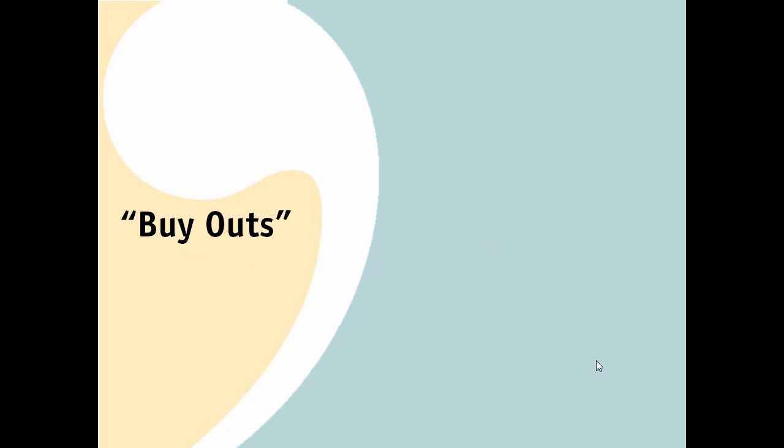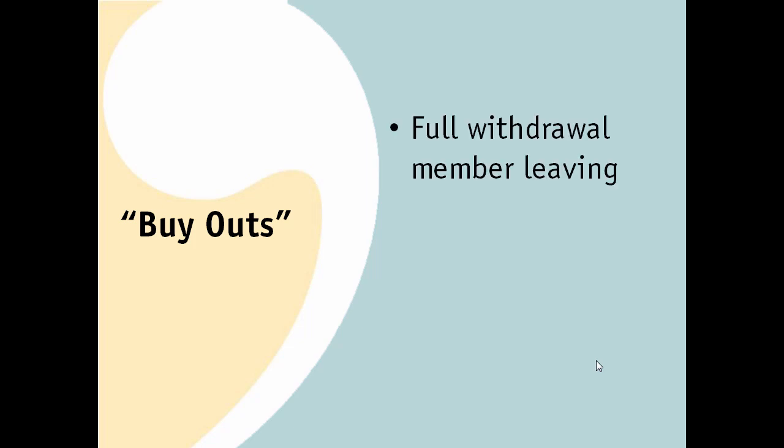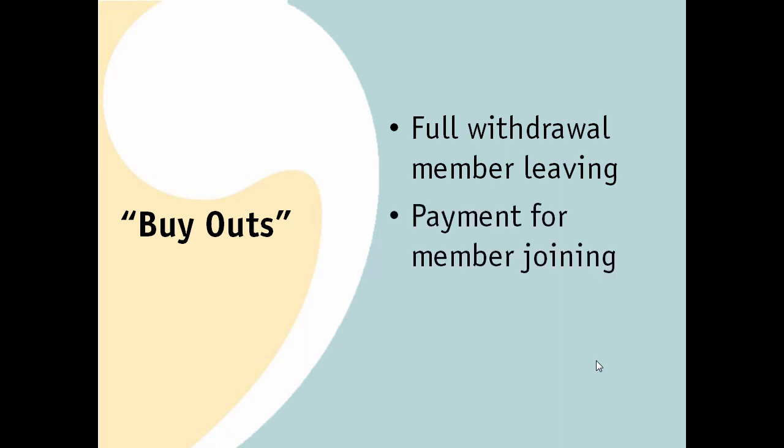Sometimes clubs ask what is involved with having one member buy out another one. This actually involves making two separate transactions. You'll enter a full withdrawal for the member who's leaving the club, and then you'll enter a member payment for the member joining the club. If you use the same valuation date for both transactions, the new member will receive the same number of units that the withdrawing member had.